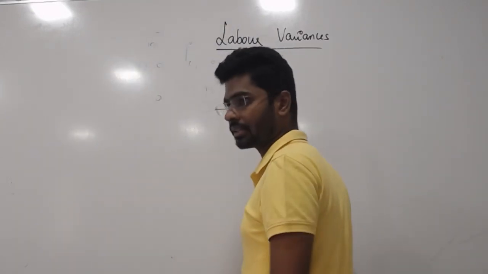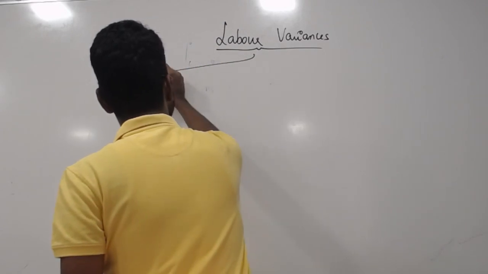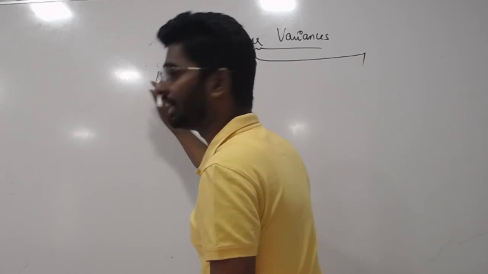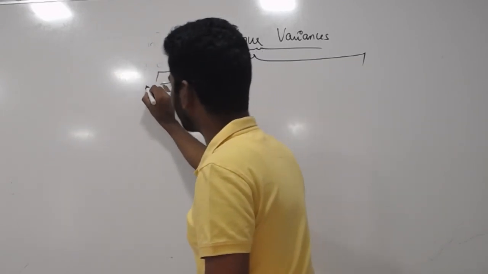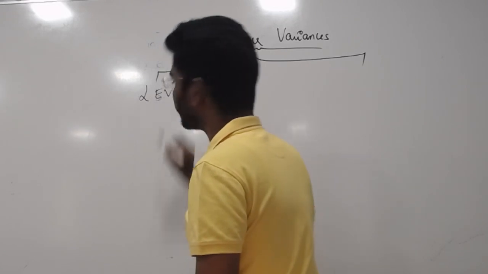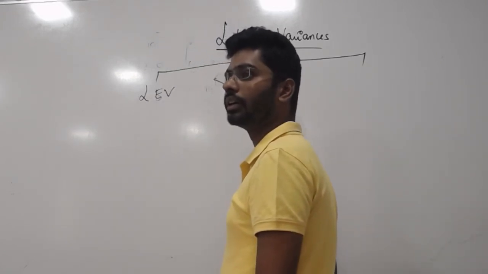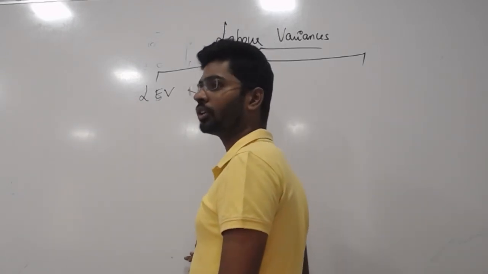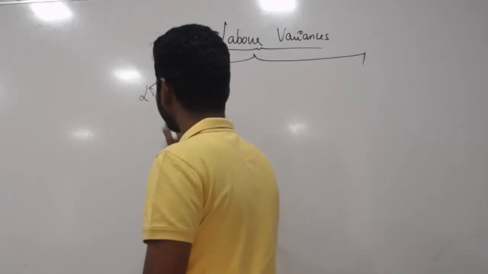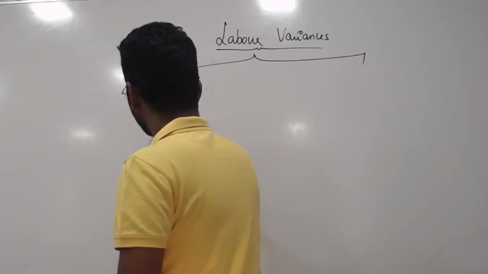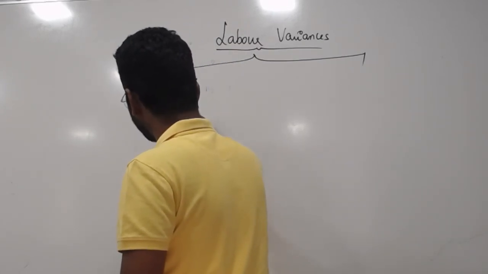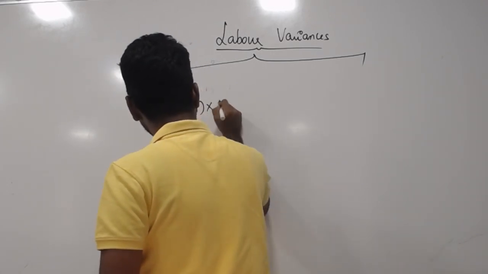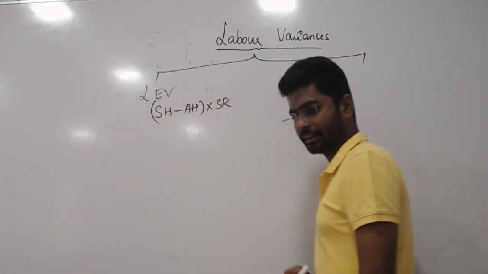Now, under labor variance, what are the variances we were finding first? It was material usage variance. Here we call it labor efficiency variance. Instead of usage, we call it what? What was the formula for usage variance? So here it will become standard hours minus actual hours into standard rate.